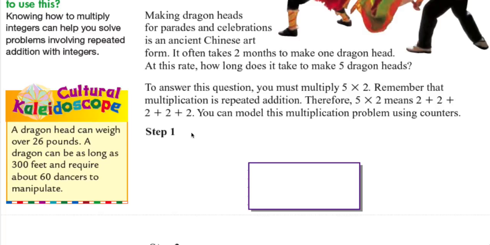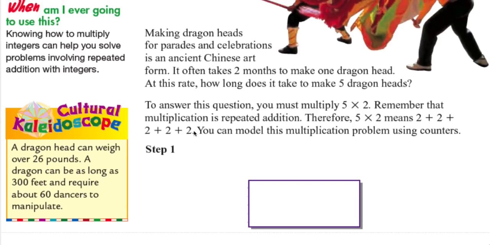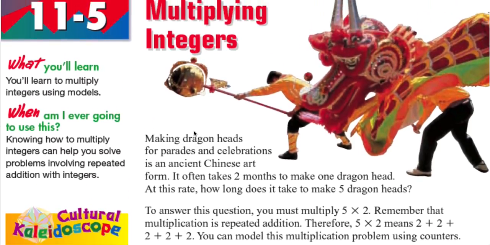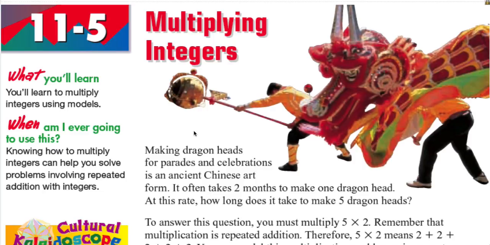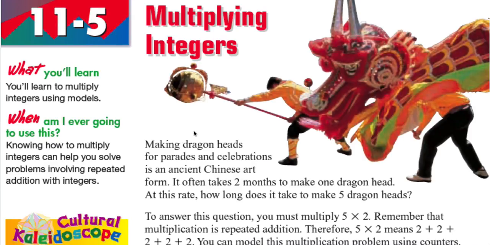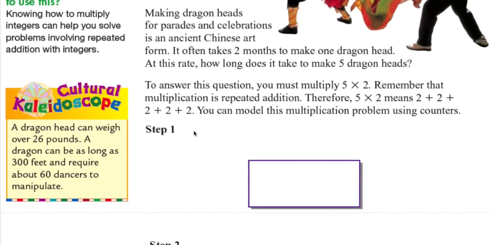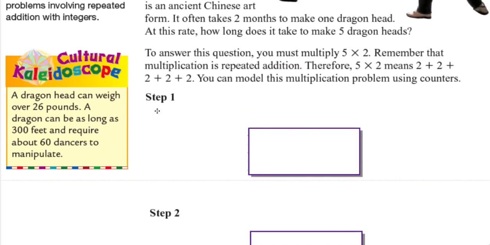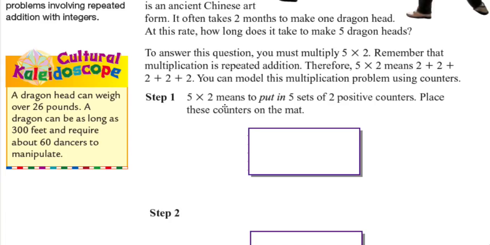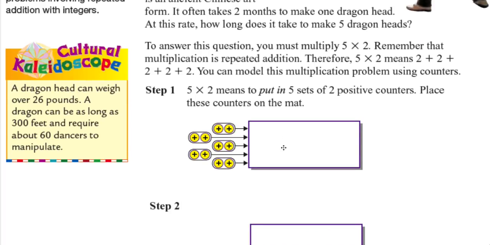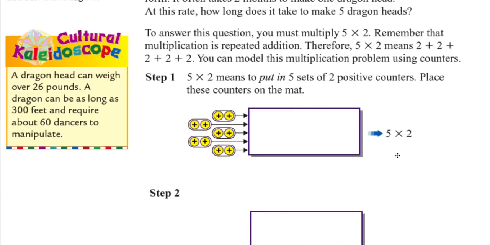Step number 1. Before we begin with using models, at the end of 11-6 I will also show you how to multiply and divide integers without using models, and it'll be a lot faster. So step number 1, 5 times 2 means to put 5 sets of 2 positive counters. Place these counters on the mat so you have your 5 sets of 2. This is what it means when it says 5 times 2.